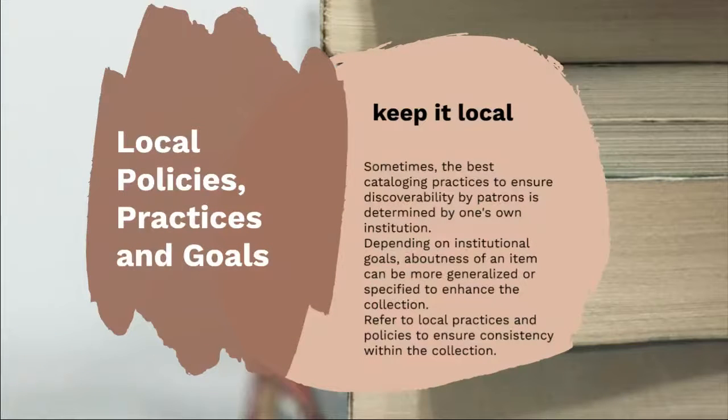Local policies, practices, and goals. Keep it local. Sometimes, the best cataloging practices to ensure discoverability by patrons is determined by one's own institution. Depending on institutional goals, aboutness of an item can be more generalized or specified to enhance the collection. Refer to local practices and policies to ensure consistency within the collection.